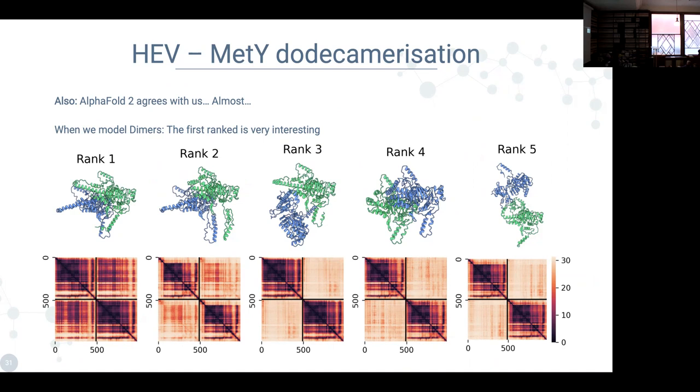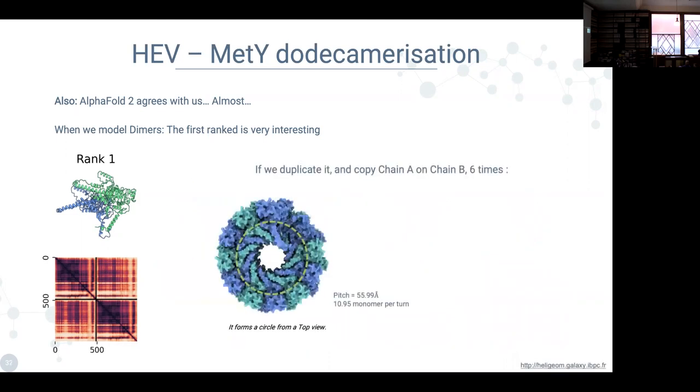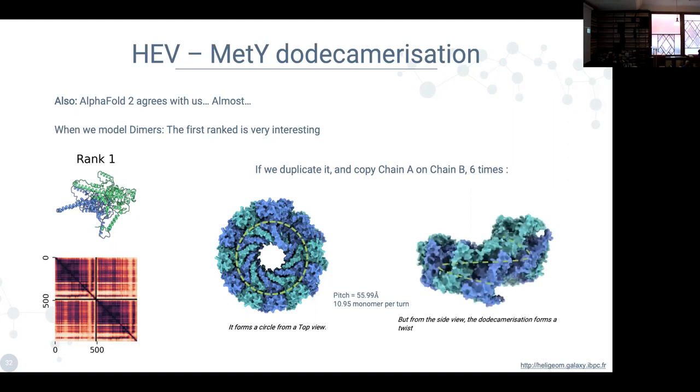And we started with the dimers. And from the dimers, we already had something very, very interesting. We have five models with different orientations, but if we look at the first one, you see that the PAE matrix is very red, so it's very close to zero actually. So AlphaFold is very happy with its own modeling. And when we take this one, we can see that we almost have a dodecamer. If we continue the model with the same orientation, we get something that forms a cycle, but it's not a perfect dodecamer. It's helical. We have a pitch of almost 56 angstrom, and the cycle has approximately 11 monomer patterns.